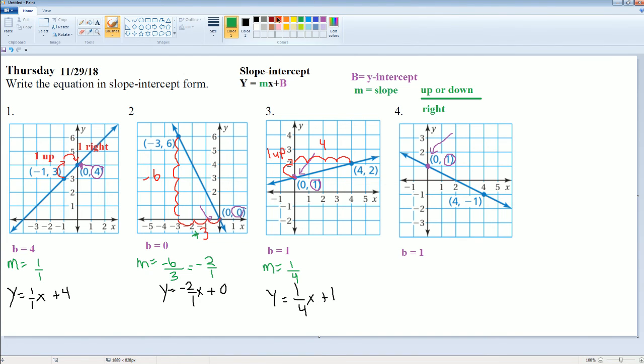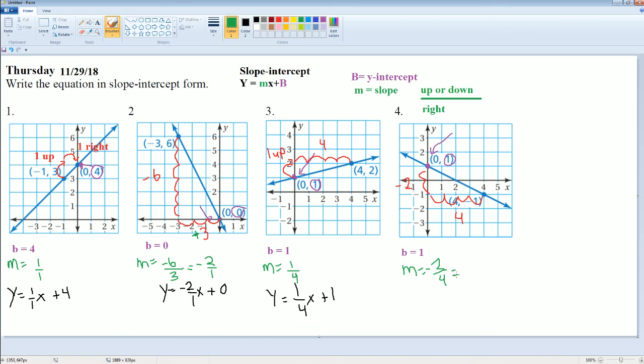Let's find the slope now. Looks like it is going down 1, 2. So it is minus 2 because it's going down. How much is it going to the right? 1, 2, 3, 4. 4. Okay. Good job. So now we have m is equal to, how much do we go down? Negative 2. How much do we go to the right? 4.